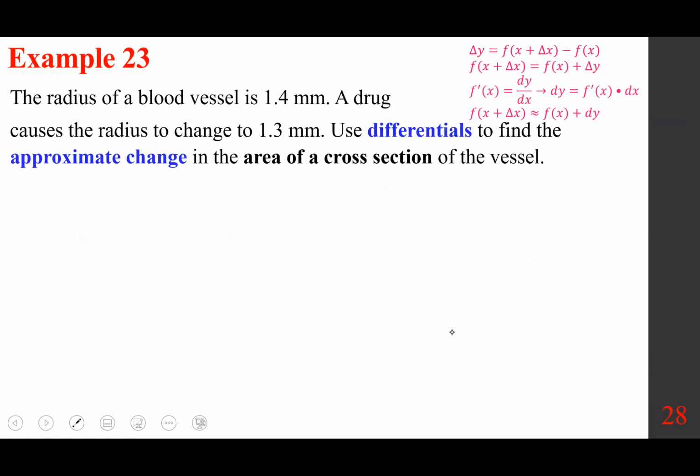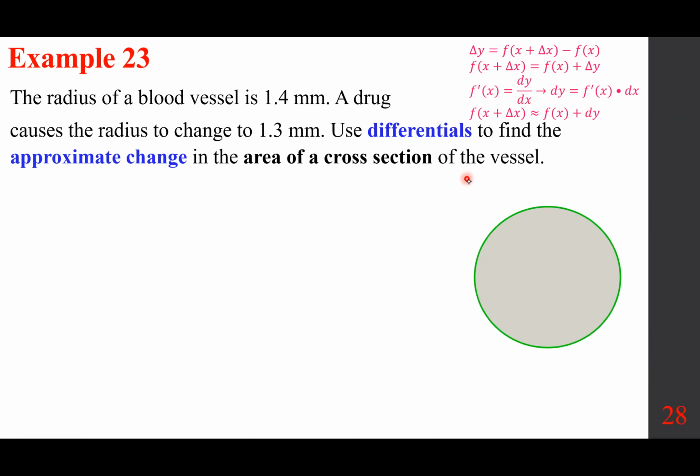The radius of a blood vessel is 1.4 millimeters. A drug causes the radius to change to 1.3 millimeters, and we want to use differentials to find the approximate change in the area of cross-section of the vessel. First, let's discuss the given, and then we go over how we find this by explaining what we have, what is given, so on and so forth.